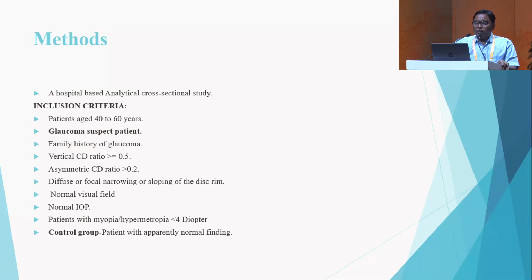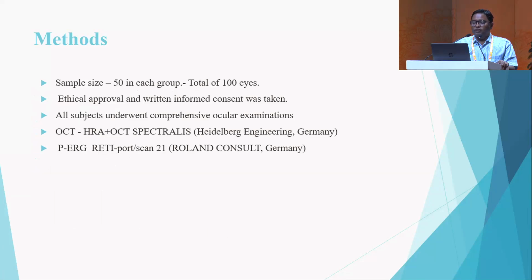The inclusion criteria were patients of age between 14 to 60 years. In the glaucoma suspect group, the patients had a family history of glaucoma, CD ratio more than 0.5, asymmetry more than 0.02, diffuse or focal narrowing or sloping of the disc, but normal visual field and normal IOP, and refractive error less than 4 diopters. In the control group, we included patients with apparently normal findings. The calculated sample size was 50 in each group.